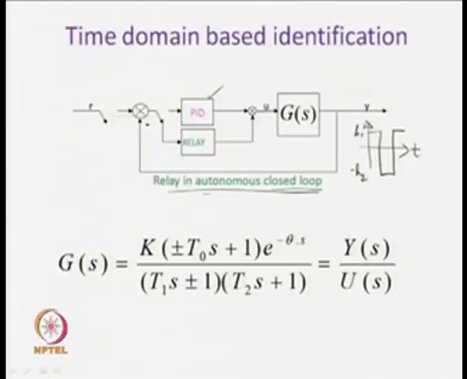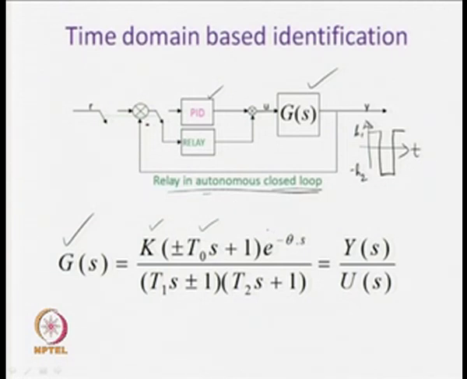a transfer function model for the dynamics of a real time system. The real time system is denoted by G(s), the dynamics of a real time system. Now, G(s) can assume different forms, and one such form is mentioned here, where the transfer function model of the real time system is represented by this form, where we have a steady state gain and either a right half or left half S plane zero given by plus minus T0 s plus 1.